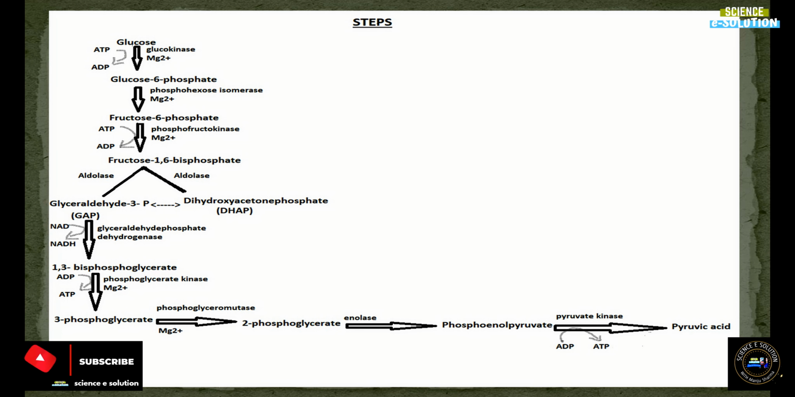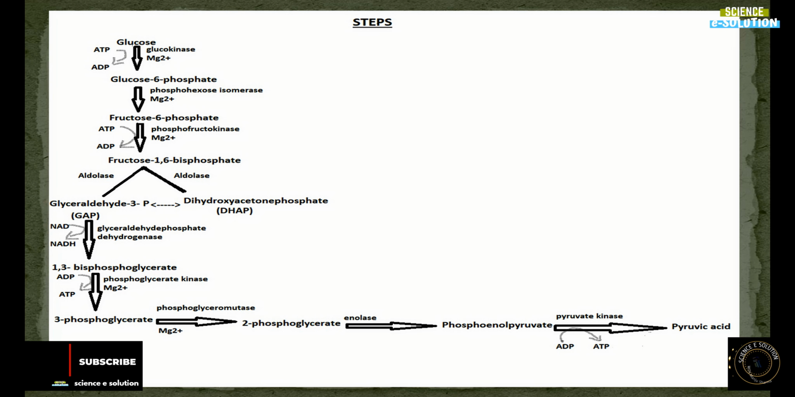In this step, one ATP molecule is utilized and consumed, forming ADP. Glucose 6-phosphate in the next step is converted into its isomer fructose 6-phosphate with the help of the enzyme phosphohexose isomerase. In the next step, fructose 6-phosphate converts into fructose 1,6-bisphosphate. Again, 1 ATP is consumed in this reaction. So a total of 2 ATP are consumed in the first phase of glycolysis.